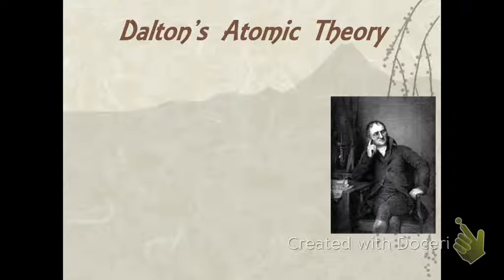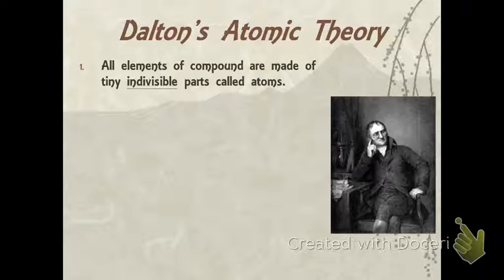Getting a little bit more modern, we have Dalton's atomic theory, which describes the behavior of atoms, what an atom is, and how they interact with other atoms. His theory consists of four parts. The first part is that all elements of a compound are made of tiny indivisible parts called atoms.